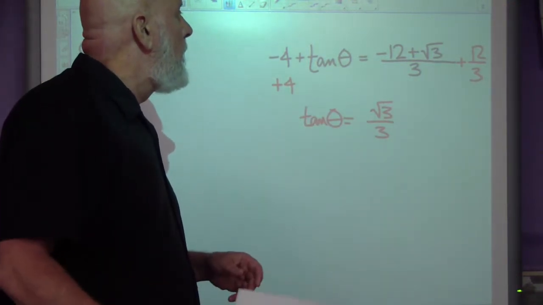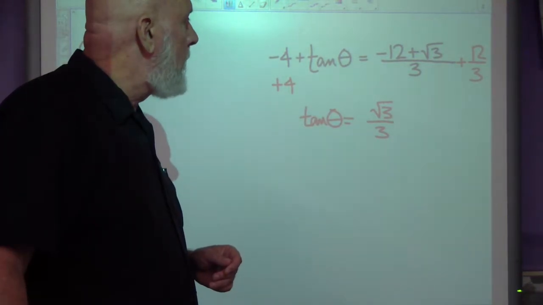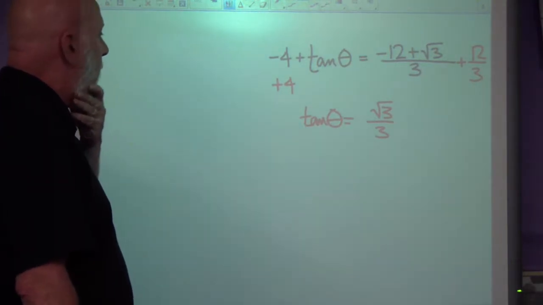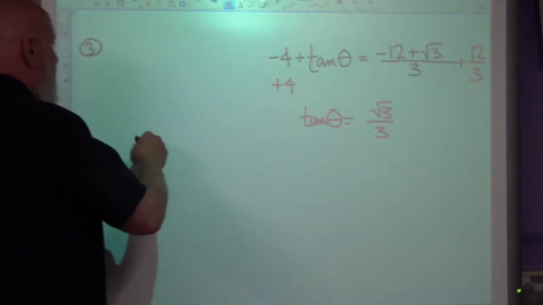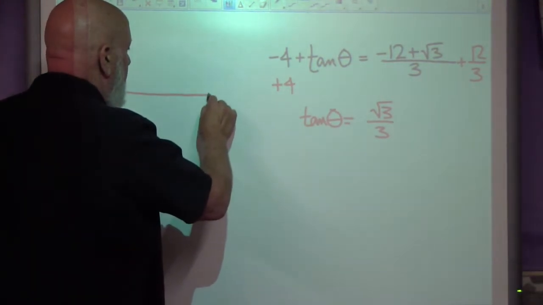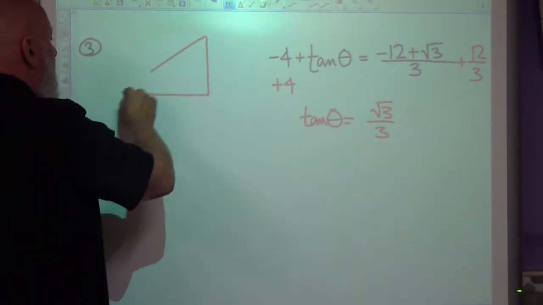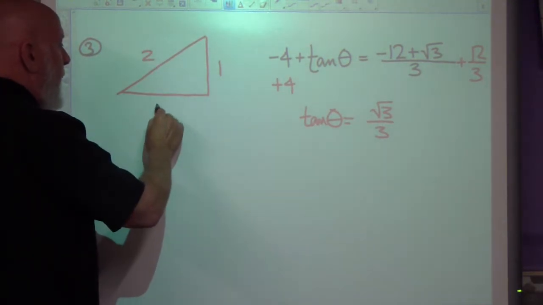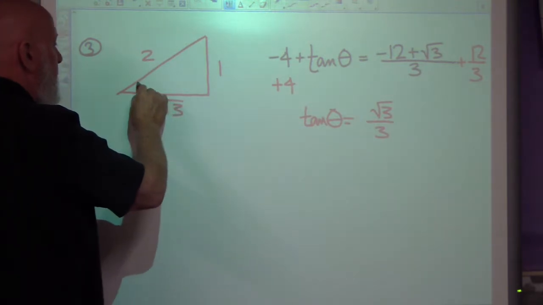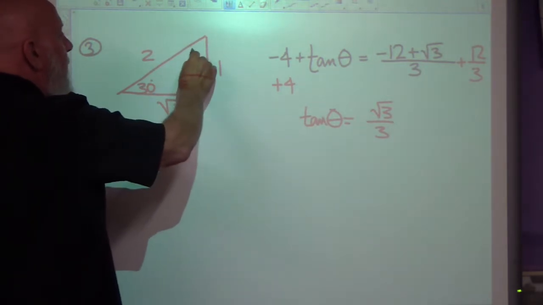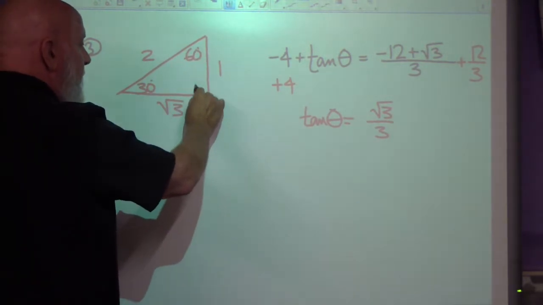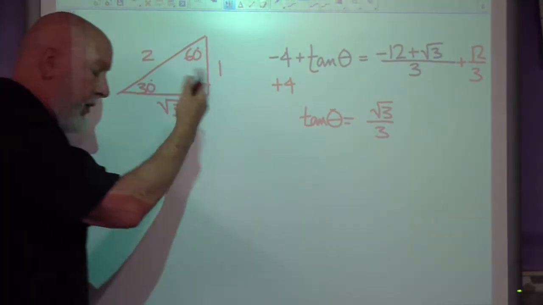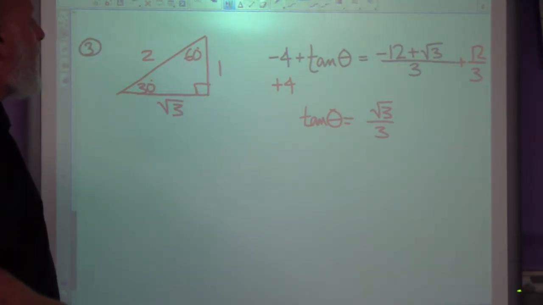Adding 4. 1, 2, radical 3. Oh yeah, that would be 6. My brain is damaged. I was thinking radical 2 again. 1, 2, radical 3. I'm an old man. That's just pitiful. 30, 60. Right, this is the one that involves the radical 3. I was visualizing the 45, 45 right. For some reason, my brain jumped to that.